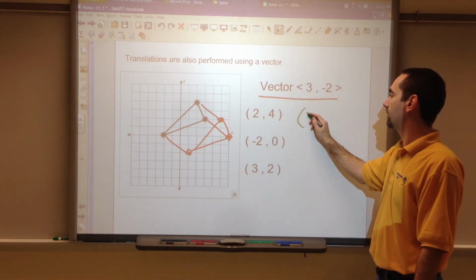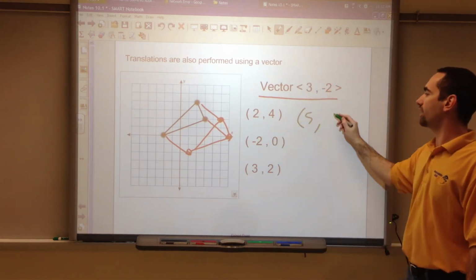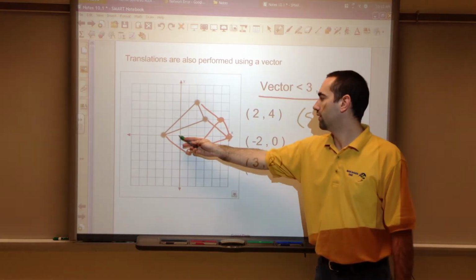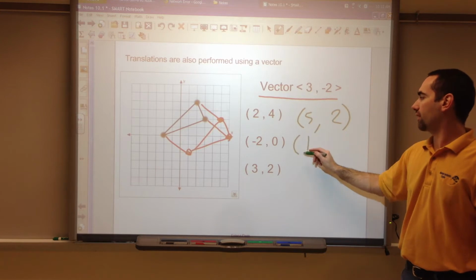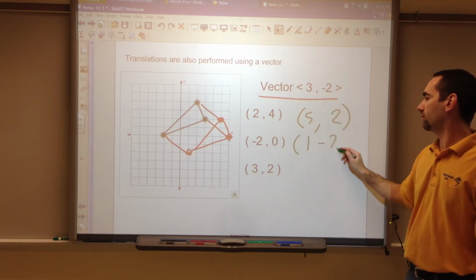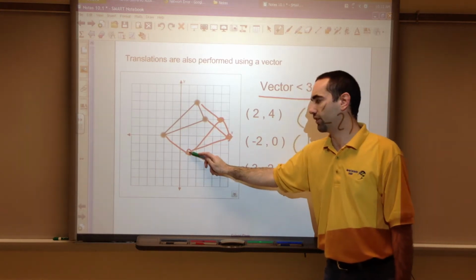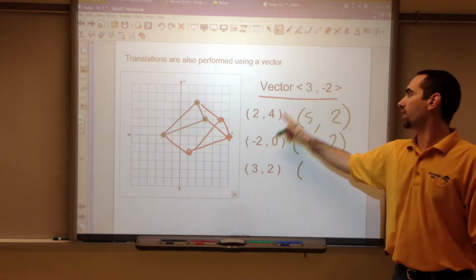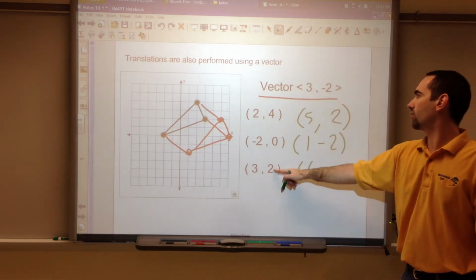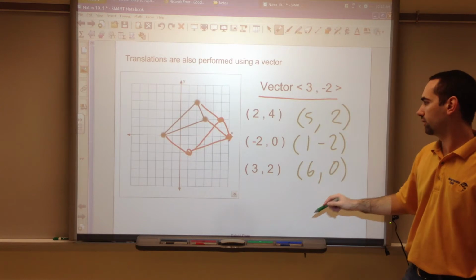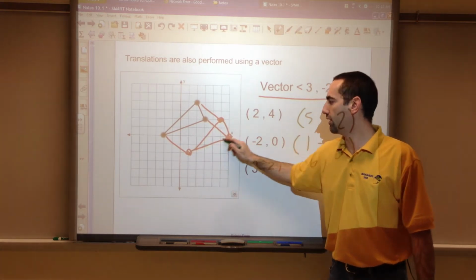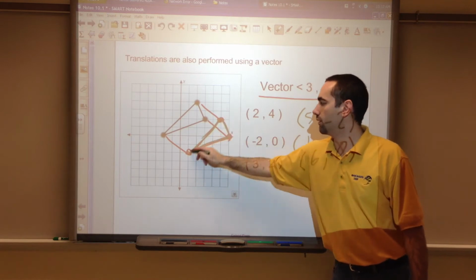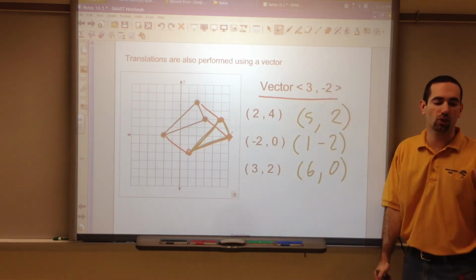2 plus 3. 4 minus 2. Look. 5, 2. Negative 2 plus 3. 0 minus 2. 1 minus 2. 3 plus 3. 2 minus 2. 6, 0. So here is our new triangle. Let's move along the vector.